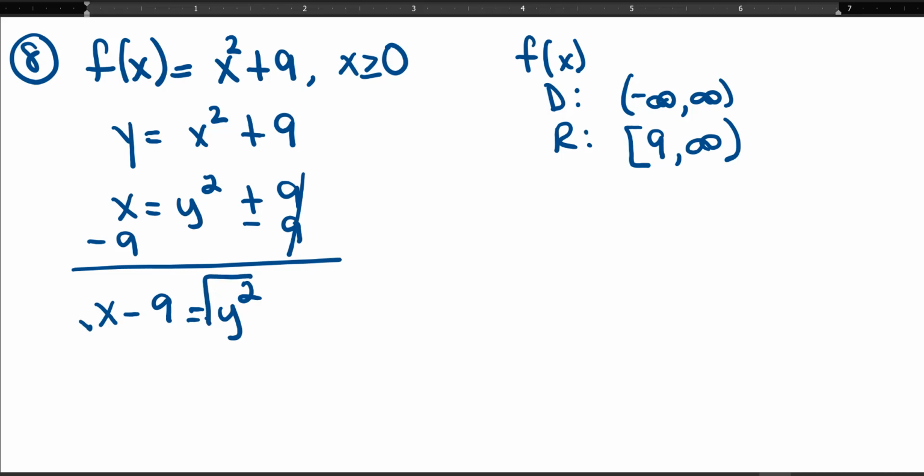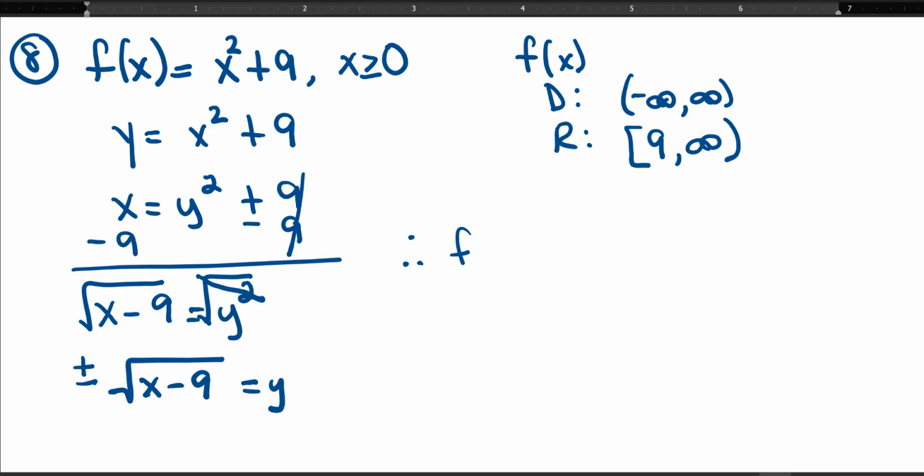Take the square root of both sides. On the right-hand side, the exponent of 2 and the radical sign cancel out. And we're using the square root property, so we're going to have two solutions. So we have plus or minus the square root of x minus 9 equals y. Therefore, its inverse, replacing y with f inverse of x, is equal to plus or minus the square root of x minus 9. And we want to find the domain and range of this.